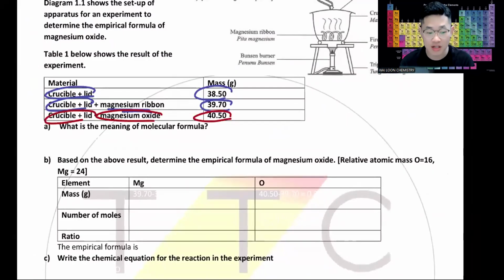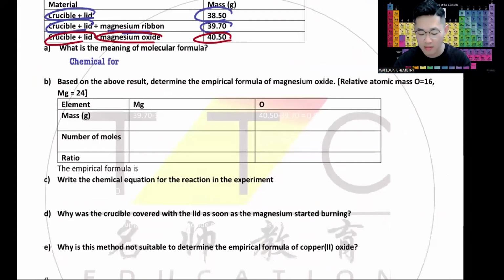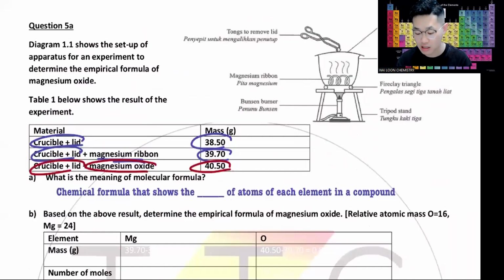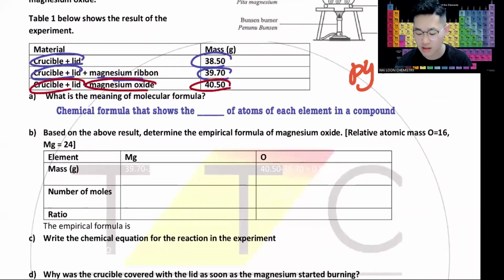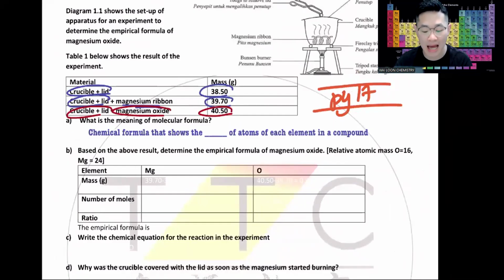Okay, starting with the definition. What is the meaning of molecular formula? So molecular formula is the chemical, I need you to fill in the blank, yeah, guys. Chemical formula that shows the... okay, you write down the answer into your book. This is page 17. Write down the answer into your book and then tell me what to fill into the blank.